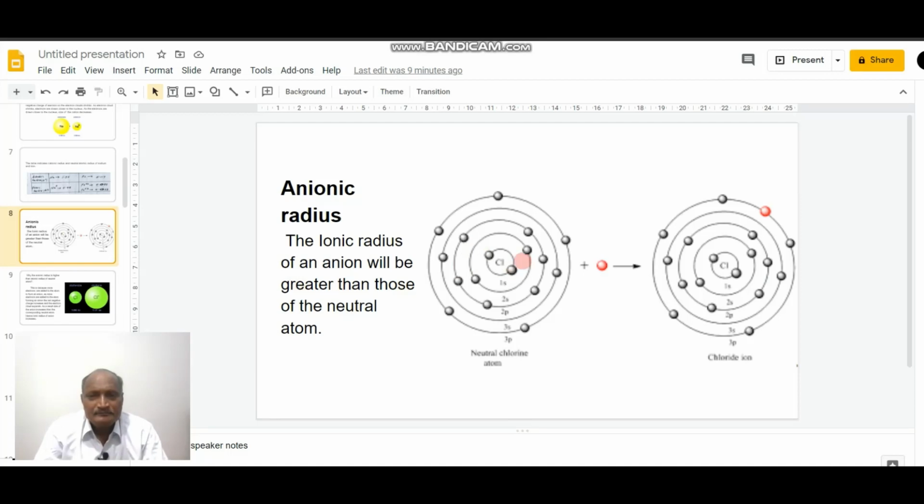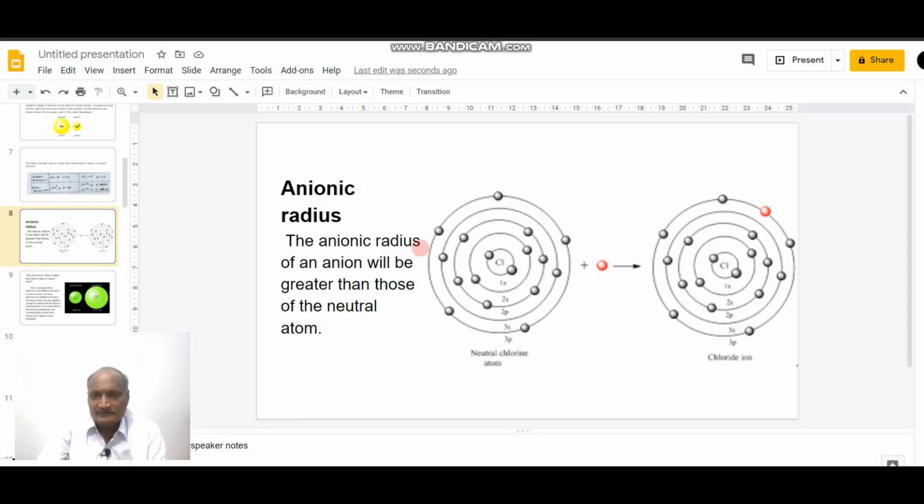Coming to the anionic radius, the ionic radius of an anion will be greater than that of the neutral atom.